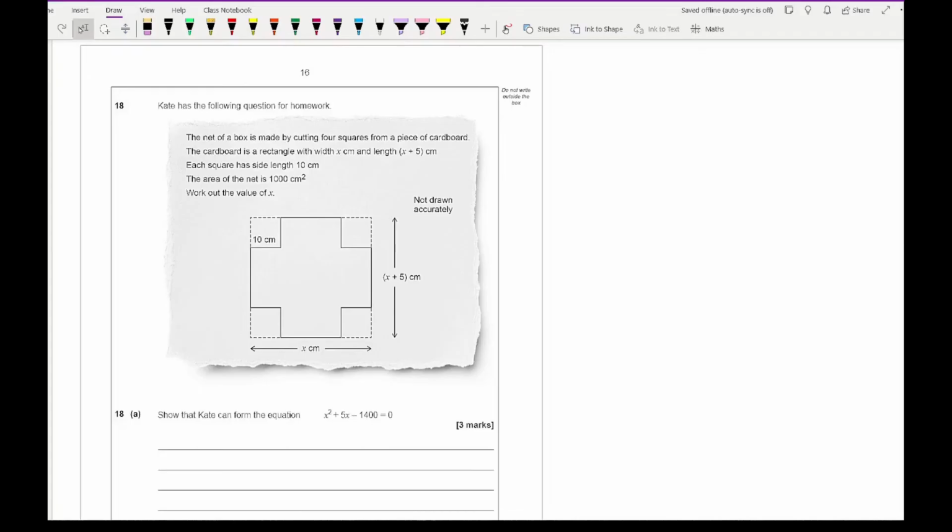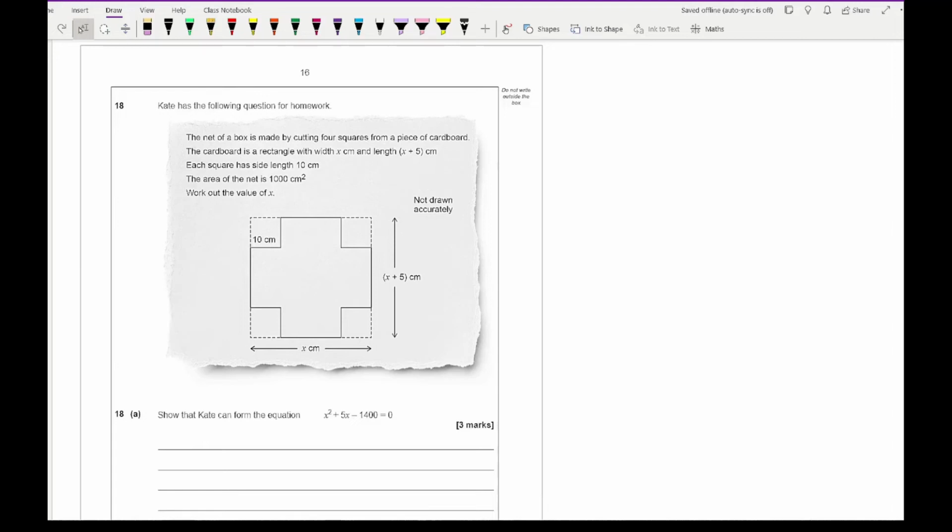So looking at question 18, it says that Kate has the following question for her homework. It says the net of a box is made by cutting 4 squares from a piece of cardboard. The cardboard is a rectangle with a width of x centimeters and length of x plus 5 centimeters. Each square has side length of 10 centimeters. The area of the net is 1000 centimeters squared, and the question is asking us to work out the value of x. So it says show that Kate can form the equation x squared plus 5x minus 1400 equals 0.